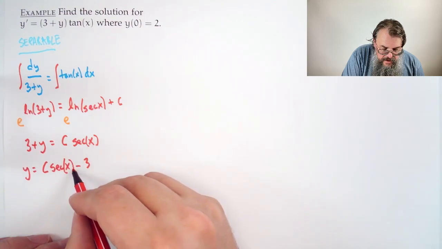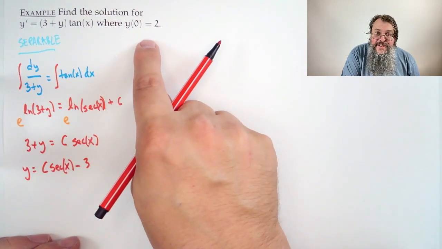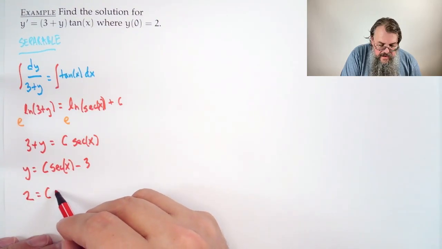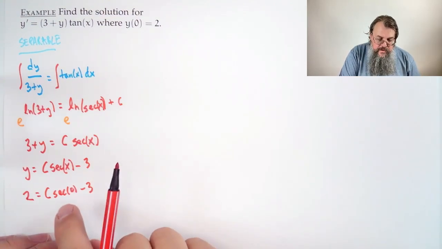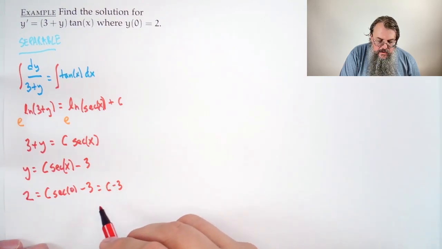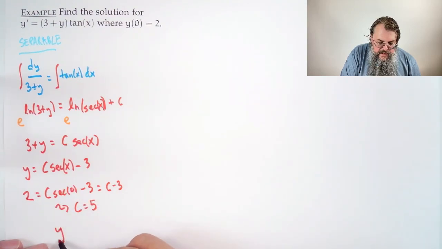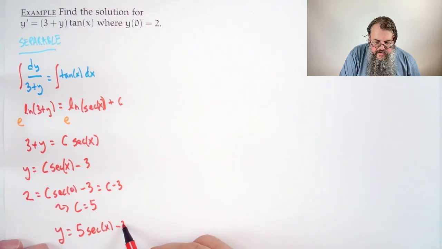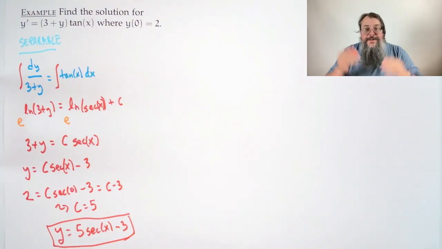All right, sure. But what's c? Initial conditions. So we get that 2 is equal to c times secant of 0 minus 3. Well, secant of 0 is 1, so this is c minus 3. So that says, aha, c is 5. So our final answer is 5 secant of x minus 3. Okay, so that's our separable hat.